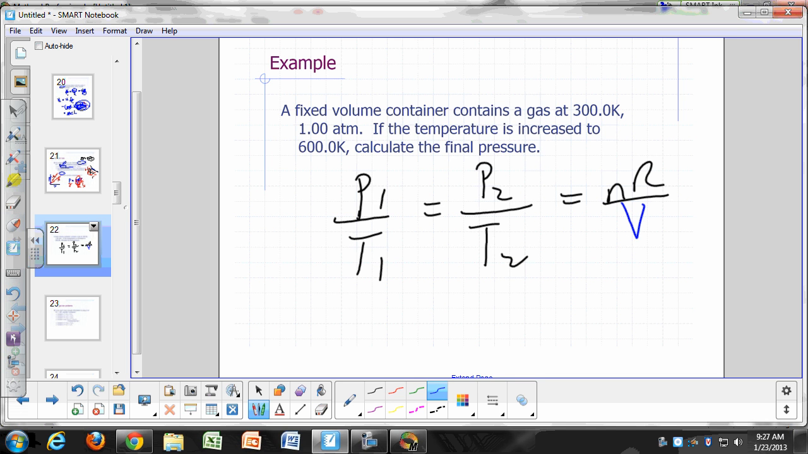In fact, can you solve for the volume? No, you can't. You don't know n. So since you don't know n, you can't solve for the volume. But you can solve for the final temperature, final pressure.